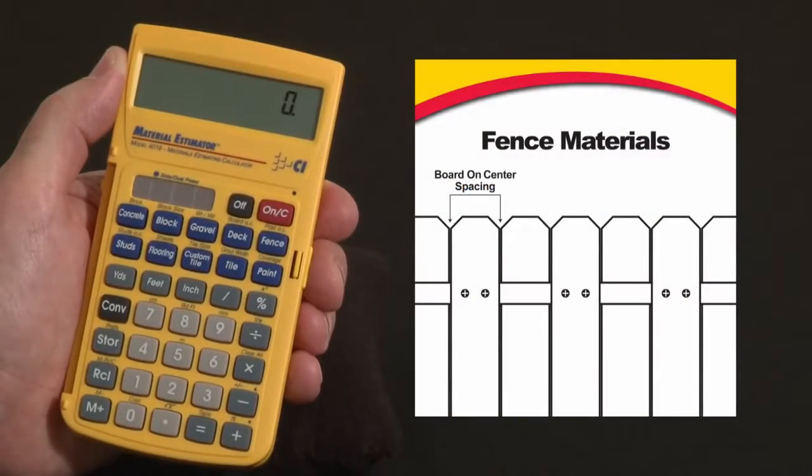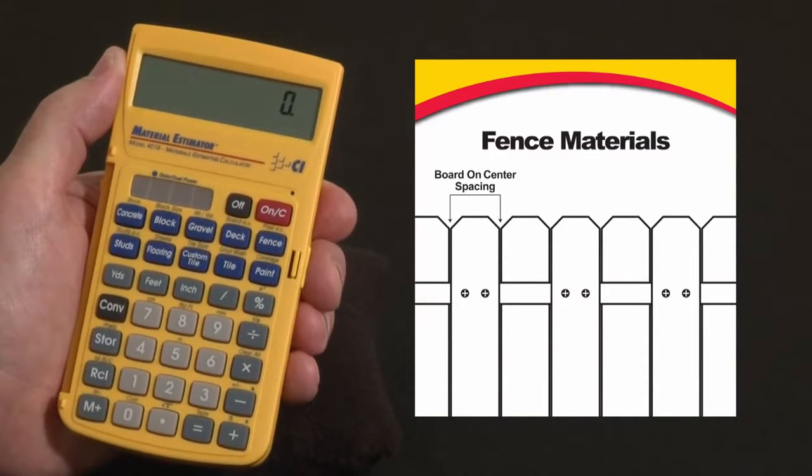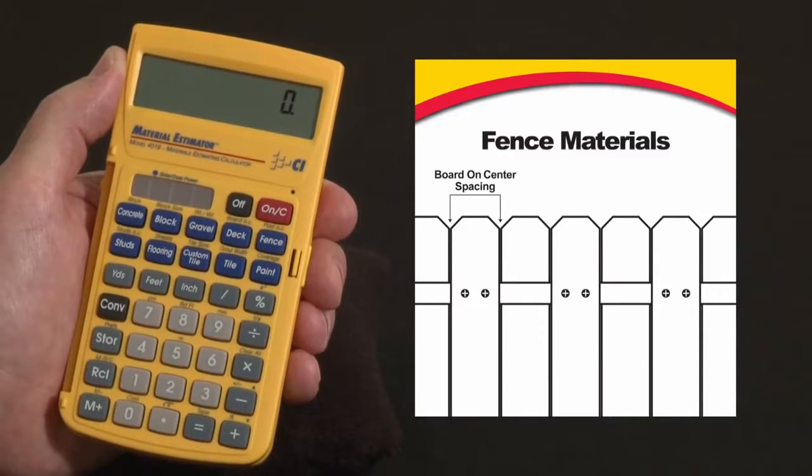Now let me show you how to calculate how much fence material you need for a 2 or 3 rail fence using your material estimator. It'll give you a quick estimate for how many posts, fence boards, and rails you need. This is for a good neighbor or similar style fence where the posts are covered by the fence boards.